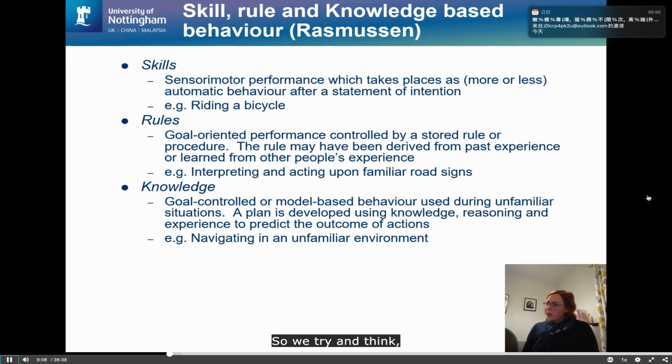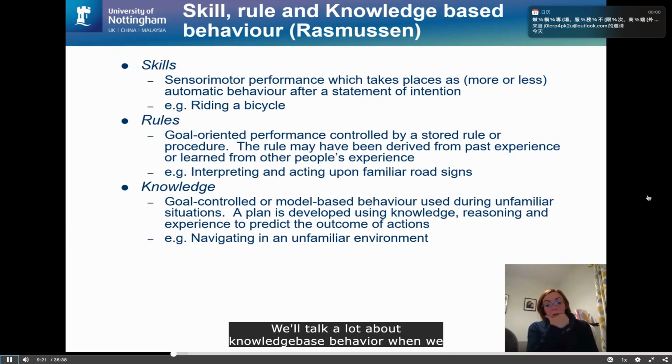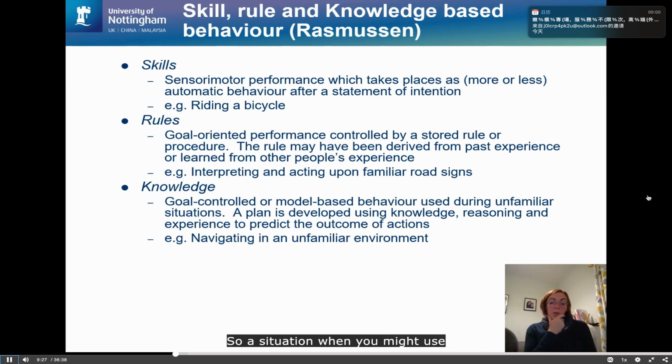So we try and think, this is a bit like situation awareness, isn't it? So we try and think, right, what's going to happen if I do this? What will be the future state of the environment if I do this? How will that affect things? And is that therefore the right thing to do? We'll talk a lot about knowledge-based behaviour when we talk about decision making in a couple of lectures' time as well. So a situation when you might use knowledge-based behaviour is navigating in an unfamiliar environment.